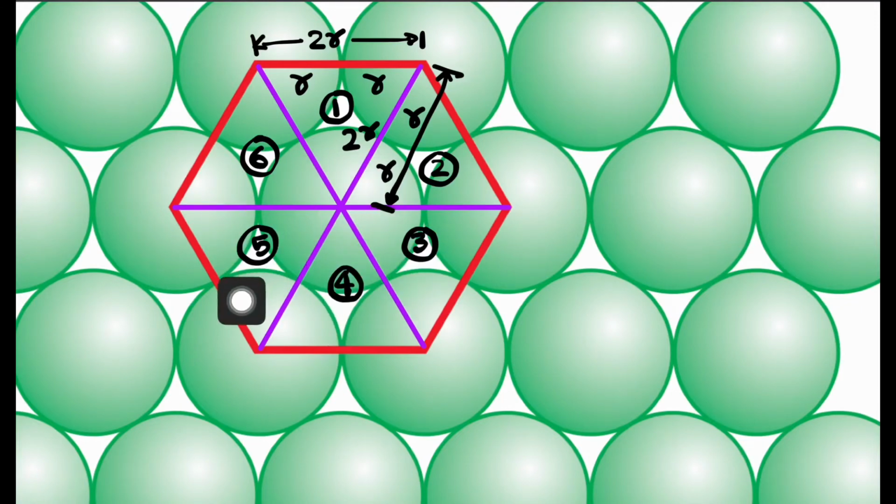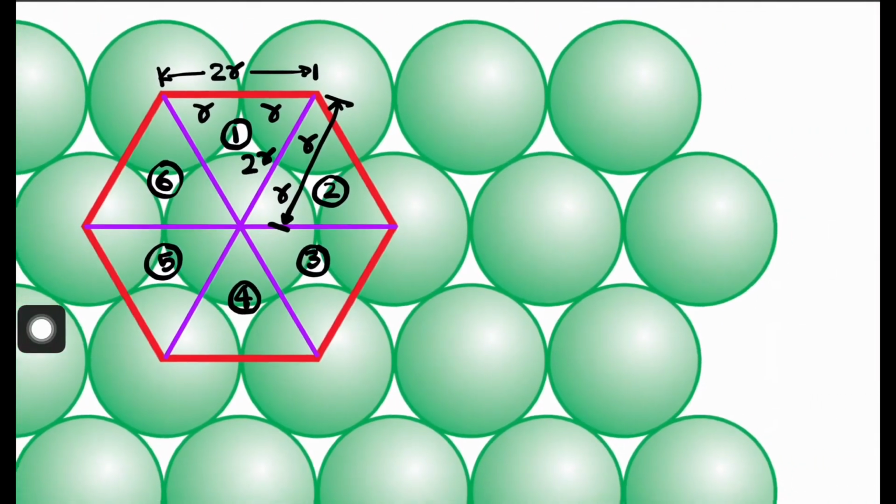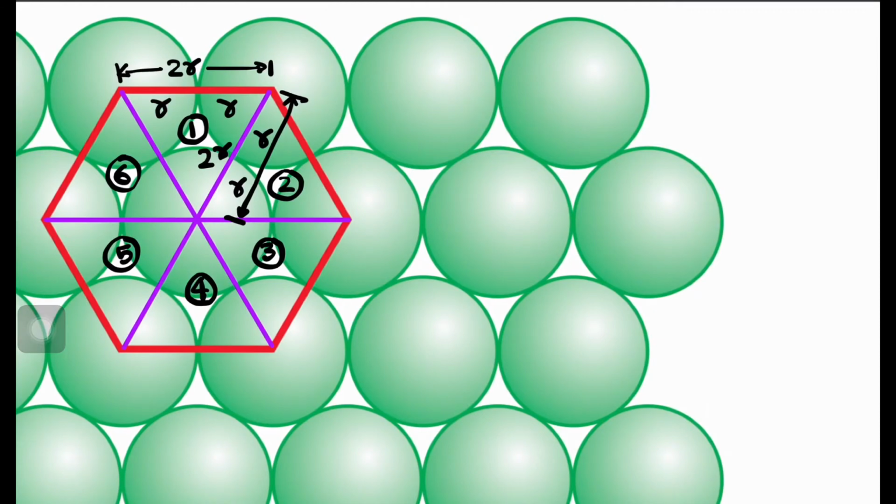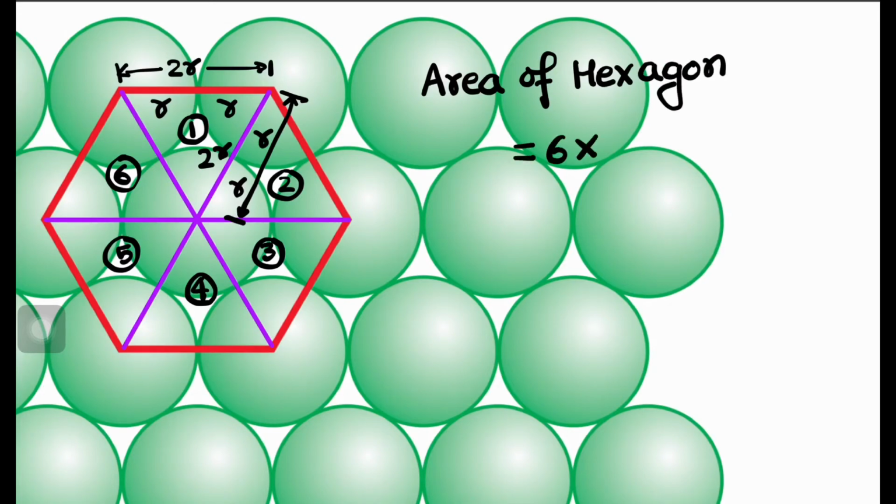So the area of the hexagon is very simple. How do we find the area of this hexagon? Area of hexagon will be 6 times the area of one triangle, that is an equilateral triangle, and the area of an equilateral triangle is root 3 by 4 into side square. Side length in terms of R is 2R, so 2R whole square. That is the area of the hexagon.